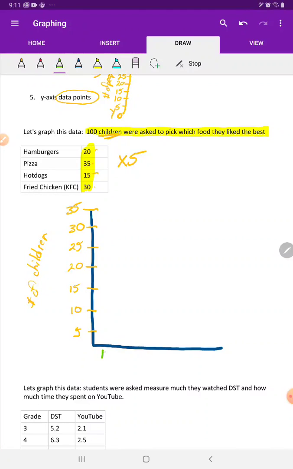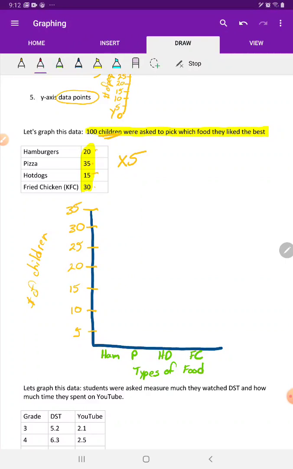This one's easy. We're going to talk about hamburgers, pizza, hot dogs, and fried chicken. And then we also have to give this a data label. So we're going to call this types of food. Okay, these are food, types of food. These are number of children, number of children. Okay, now we can actually make this graph.